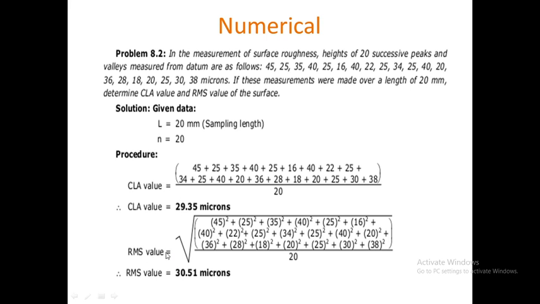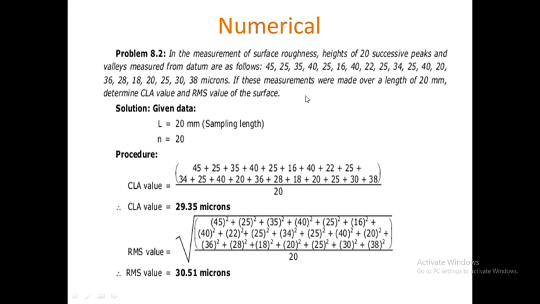Now the second is the RMS value, the root mean square value. In order to determine the RMS value, first we square all the values of the peaks and the valleys. You can see here, first we have squared all the values. After squaring, we add all the values, and then we find the mean by dividing it by the total number of divisions, that is 20.